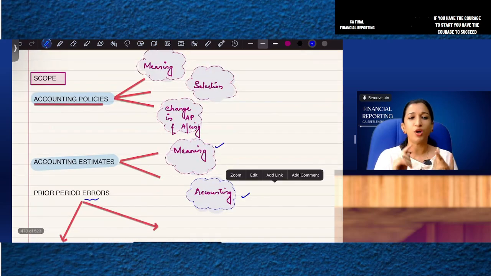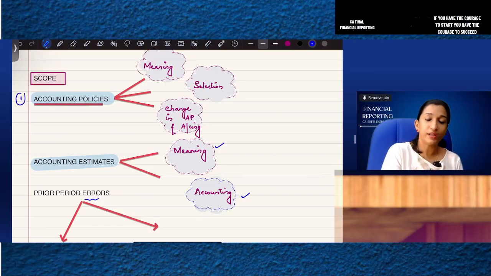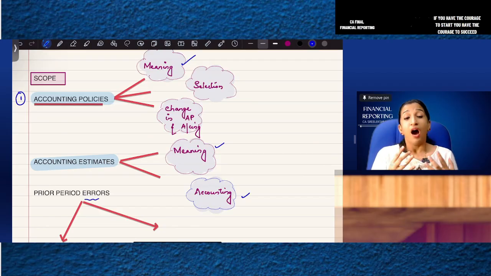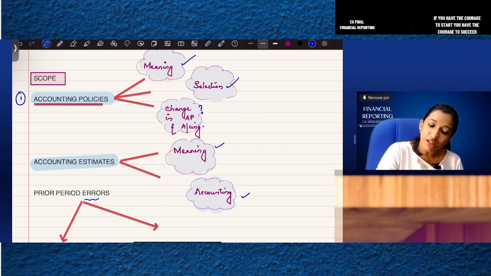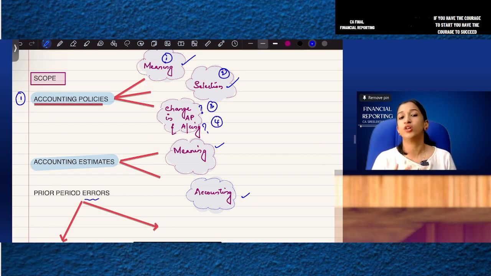The standard talks about, one, accounting policy. What is the meaning of an accounting policy? How do you select an accounting policy for a transaction? Can you change the accounting policy? And what is the accounting? Meaning, selection, can you change an accounting policy, and what is the accounting? Very easy. You can adjust speed and watch because it is very much familiar to you.